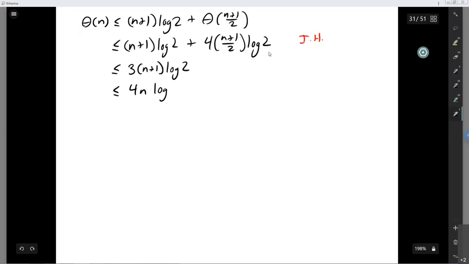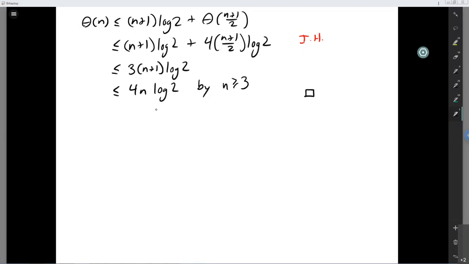which you can quickly check is less than or equal to 4n log 2 because n is bigger than or equal to 3. And that's easy enough to check. N equals 3 is the intersection point between these two functions as linear equations. And then 4n log 2 has a steeper slope, so it's going to go up faster than that. And that proves it in the n is odd case.